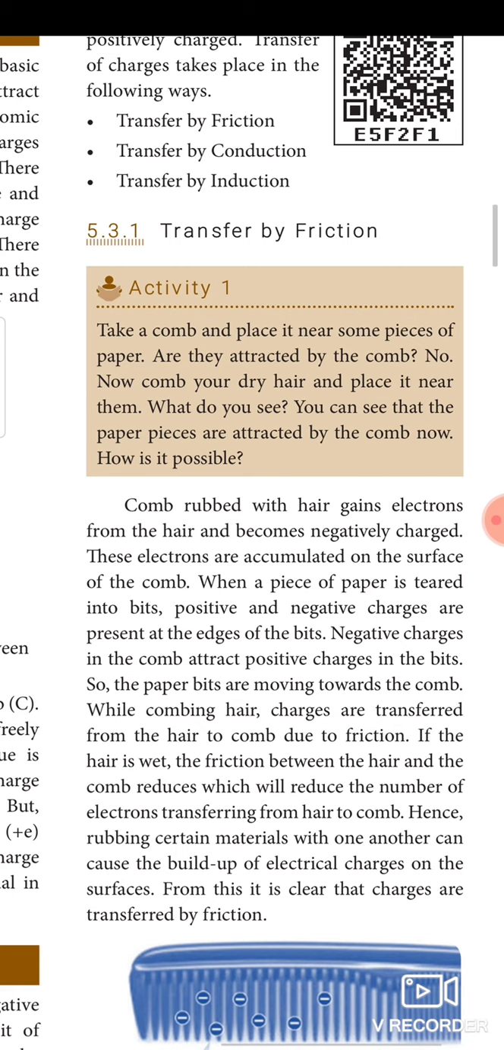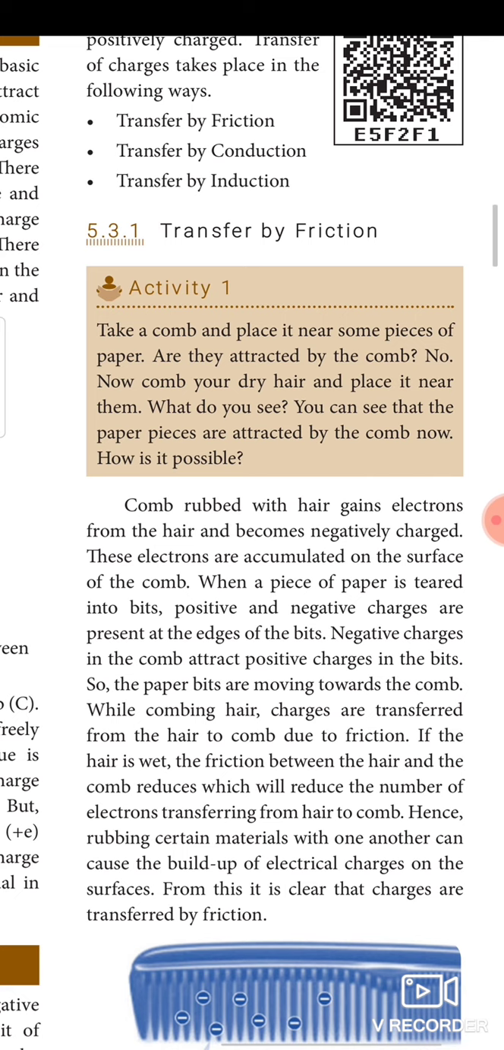How is it possible? A comb rubbed with hair gains electrons from the hair and becomes negatively charged. These electrons are accumulated on the surface of the comb. When a piece of paper is torn into bits, positive and negative charges are present at the edges of the bit. Negative charges in the comb attract the positive charge in the bit, so the paper bits move towards the comb.